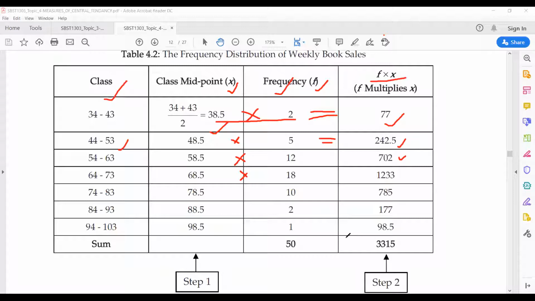Good. And when you are done, you need to find the summation of what? fx. So you find summation fx. Summation fx means you're going to add everything here, okay? So that is 77 plus 24, just like the cumulative, you add everything, the total. So you add everything to give us what? 3315. Then you also find summation f. Okay, good. Now once you've found the totals, the formula says that your mean is what? Summation fx over summation f, okay? Good.